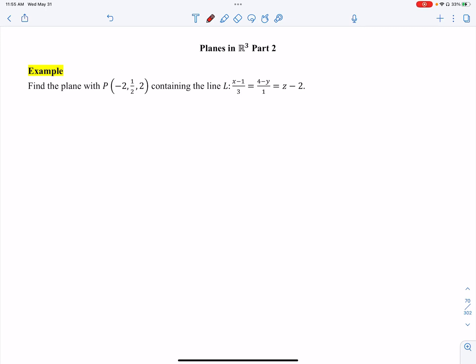In this video, we'll continue our discussions of planes in 3-space. So find the plane with a point containing that whole line. Okay, so first thing I like to write is what I need. I need a point. Okay, I have that. And then I need a normal vector to the plane.